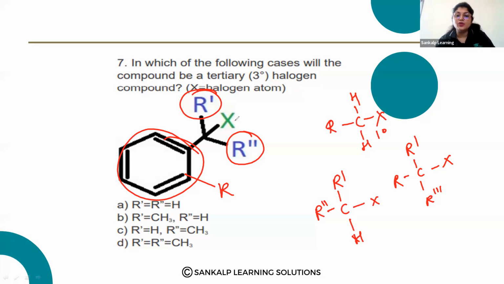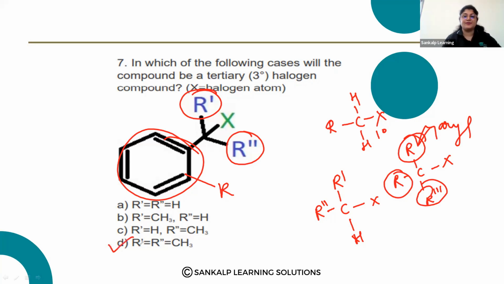Now there are two R groups, so these should also be alkyl groups. Suppose this is an aryl group; then these two also should be alkyl groups. So what will be the answer? D. R dash and R double dash should be CH3. So option D will be the answer.